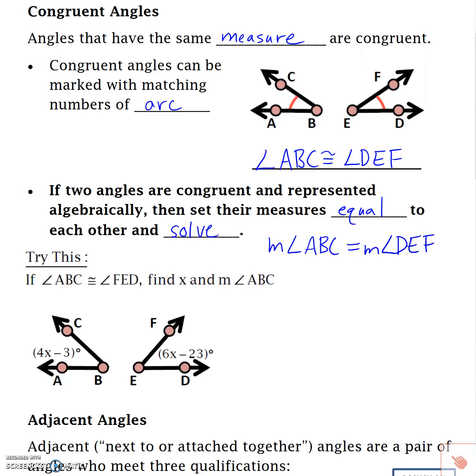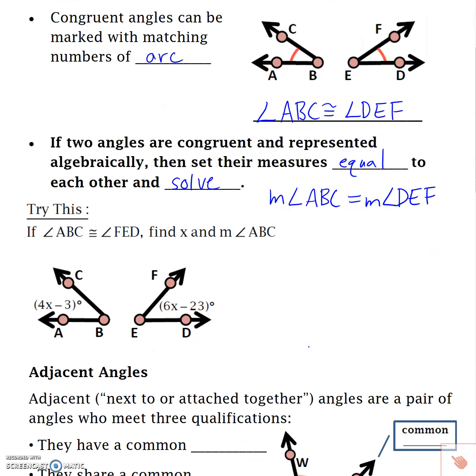Let's try this next one. If angle ABC is congruent to angle FED, first of all, let's label that. We're going to put one arc on each one. We need to find x and the measure of ABC. Let's go ahead and highlight what we're going to find so that we don't forget. So we have two things that we're looking to find, and we need to set this up.